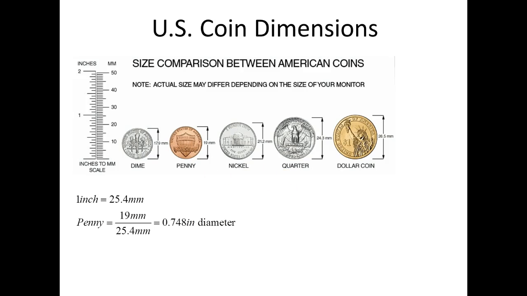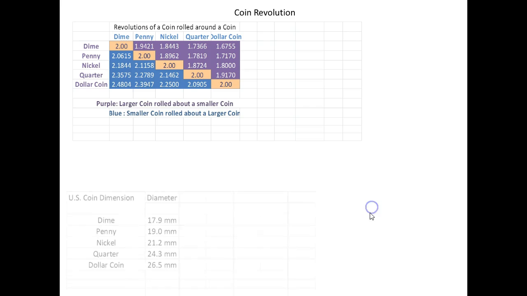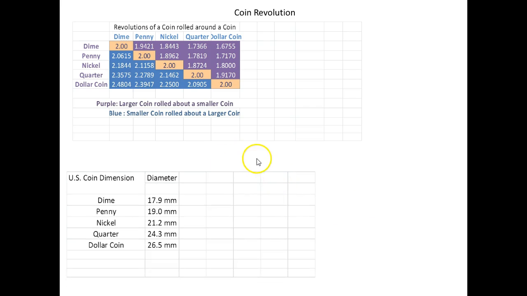And I did this with some coins just to show you how this works. The dimensions of these coins are given in millimeters. So 1 inch equals 25.4 millimeters. So 1 penny is approximately 0.748 inches in diameter. We want to revolve these coins around each other.